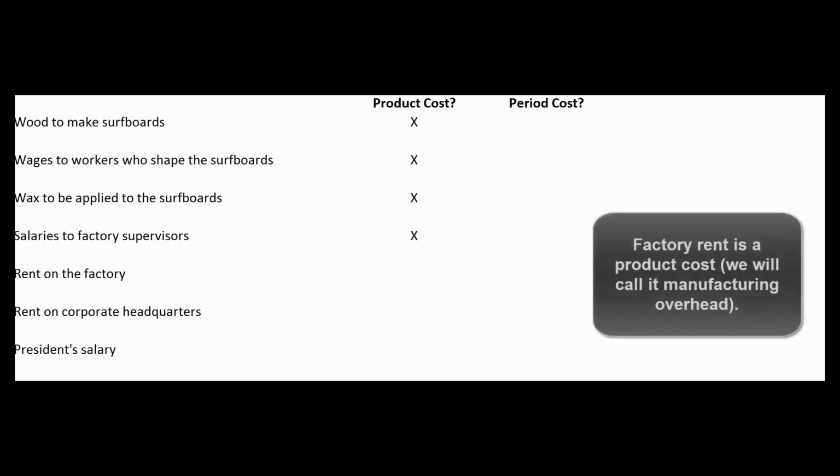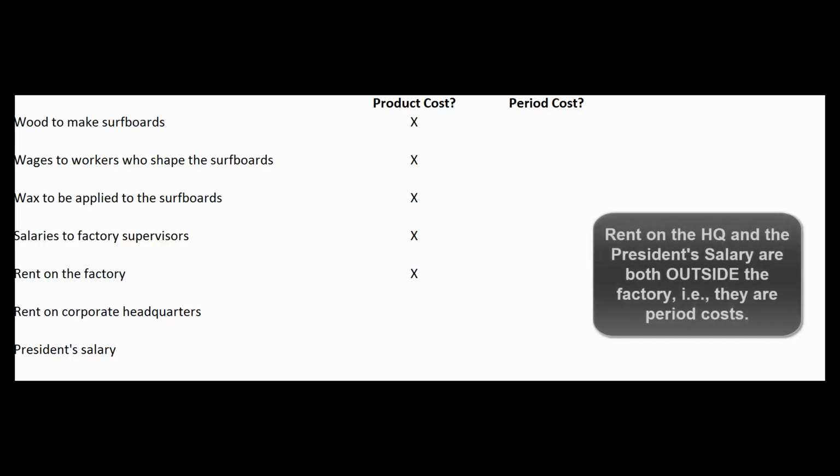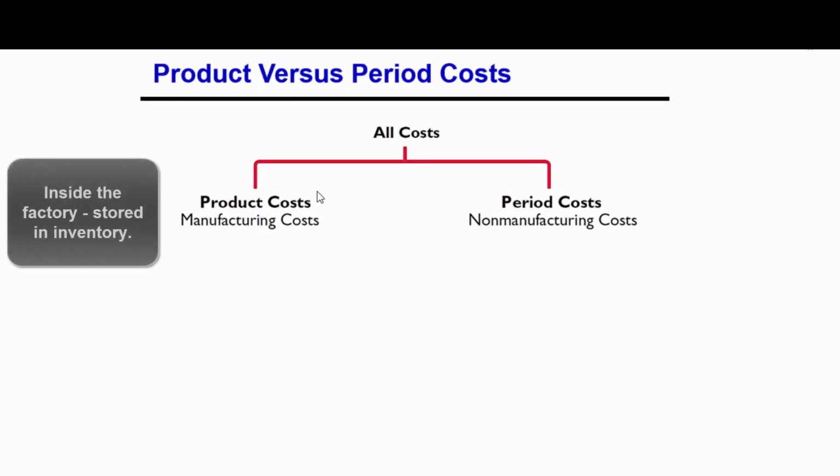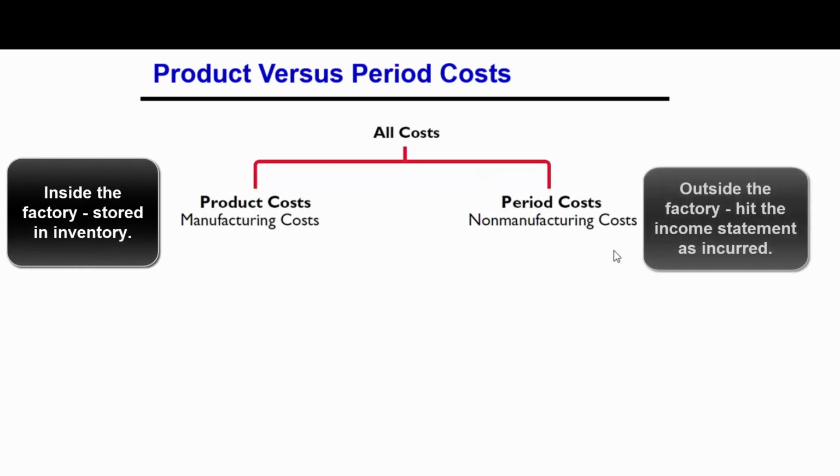Any cost incurred inside the factory is a product cost, which is different than rent on the corporate headquarters. Nobody makes anything in the corporate headquarters, so that's a period cost. And it's the same thing for the president's salary. He or she doesn't make anything. They're the president of the company. So now we know that our manufacturing costs are our product costs, and our non-manufacturing costs are our period costs.